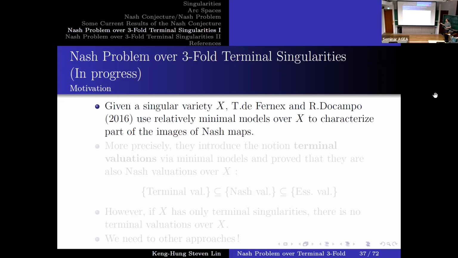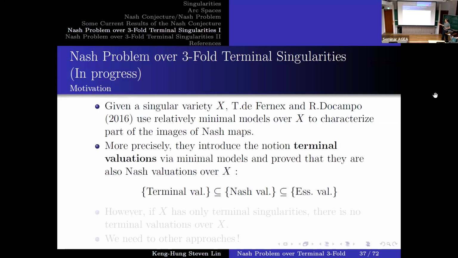Okay, so right now here's the motivation. I just mentioned before that for a singular variety, Dufresne and Docampo Alvarez use the relatively minimal model over X to characterize the image of the Nash map. Recall that they introduced the so-called terminal divisors by minimal models, and they proved that these are in the image of the Nash map.